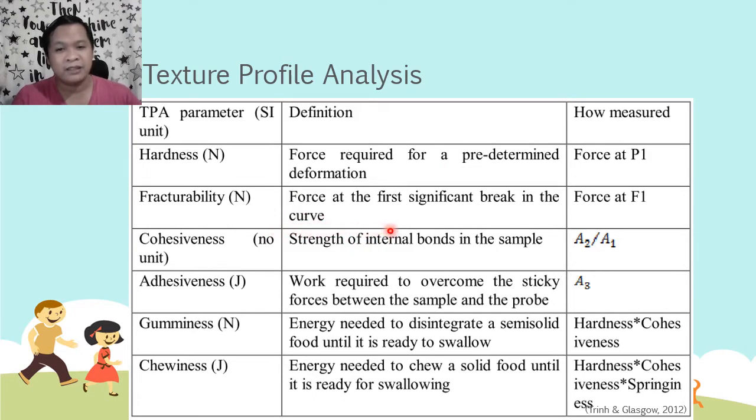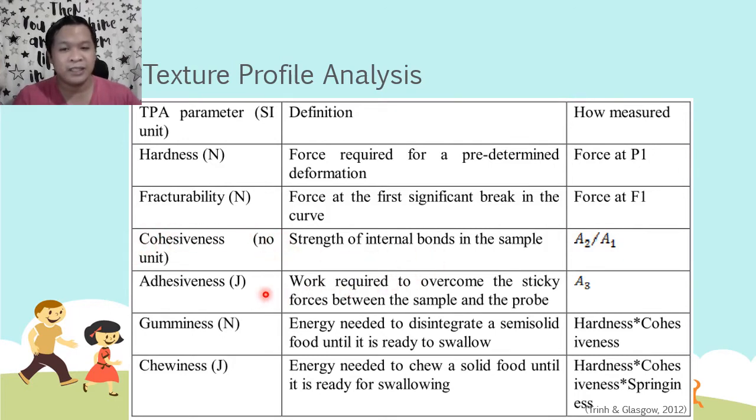Cohesiveness is the strength in internal bonds of the sample, as it is a ratio of area 2 and area 1. Then it has no unit or dimension. Dimensionless siya. Okay, so parang between the first and second chew, yung kung paanong lumiliit or lumalaki yung area between the first and second chew. So that tells you something about how cohesive the sample is.